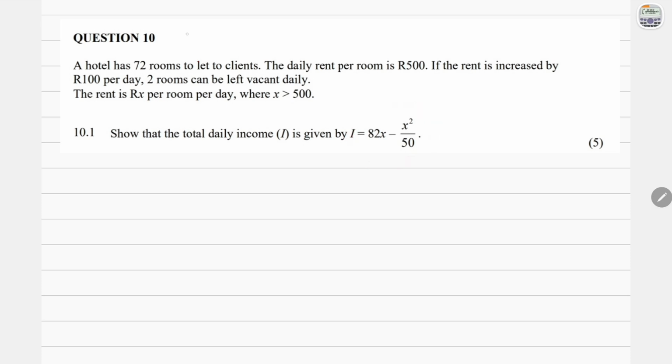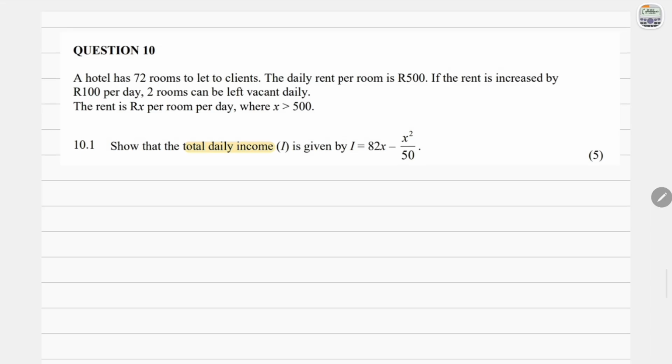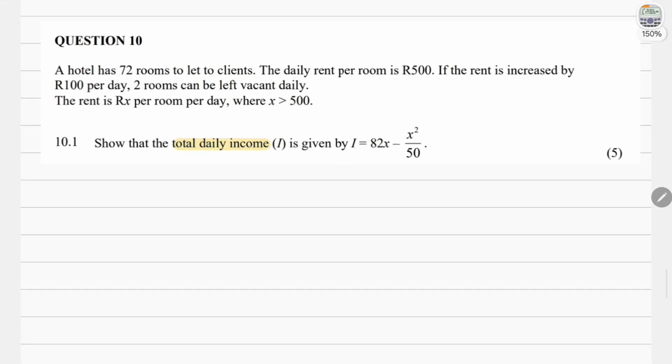Okay, so we need to find the total daily income. Let's just see the things they've given us. They've told us that a hotel has a total of 72 rooms to let, okay? And the daily rent per room is 500 Rand. So we have information about the rooms and the daily rent per room. That is 500 Rand. Okay, this is per room.